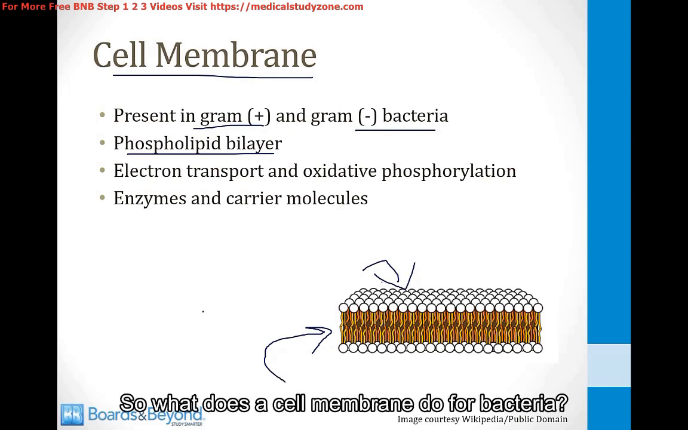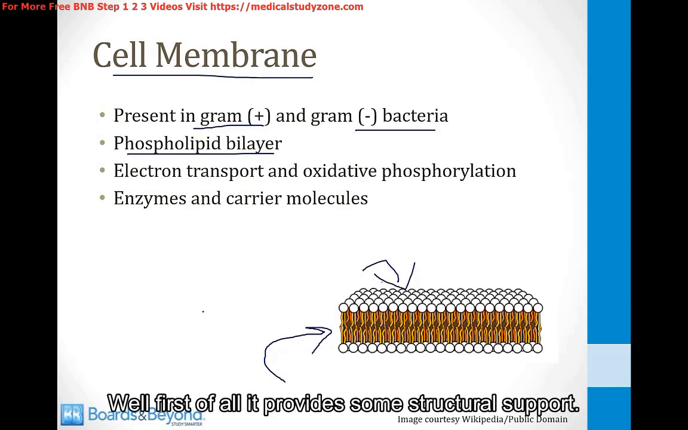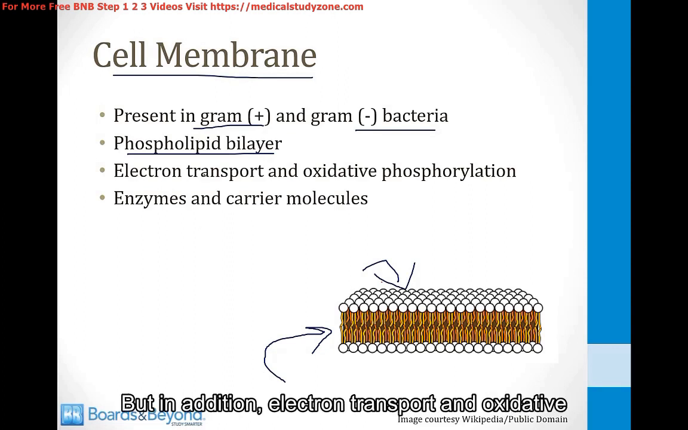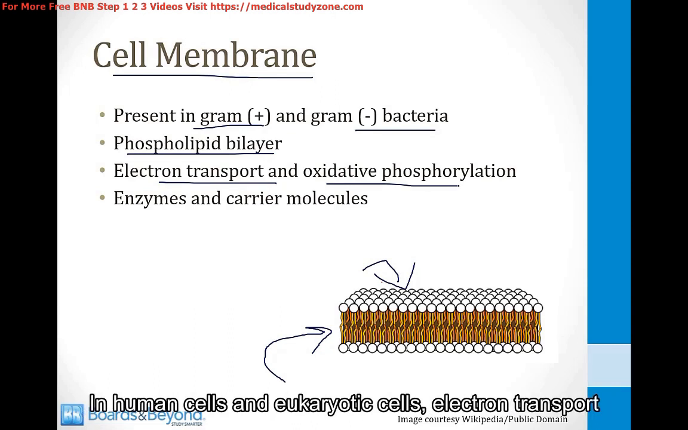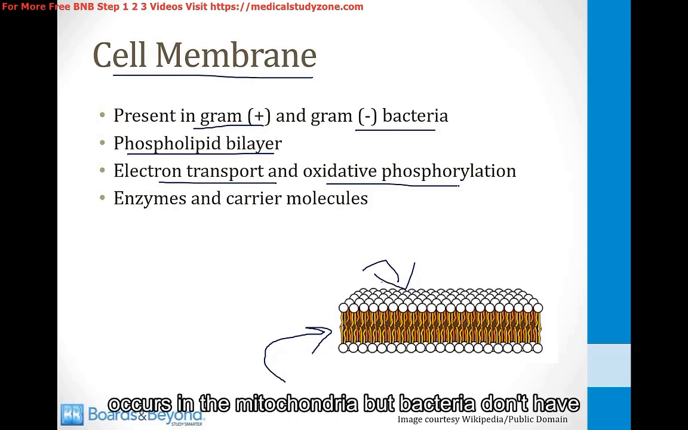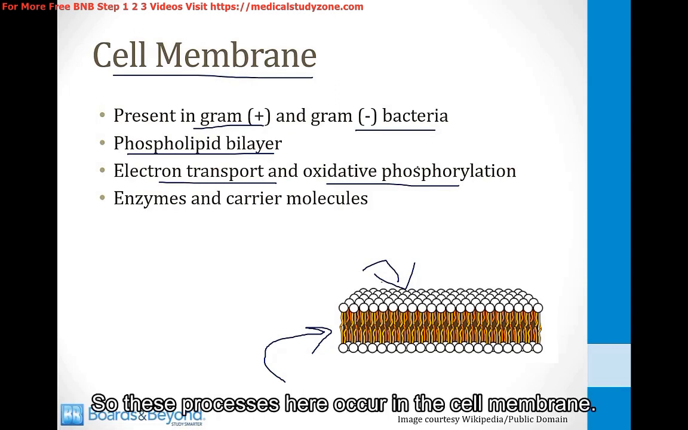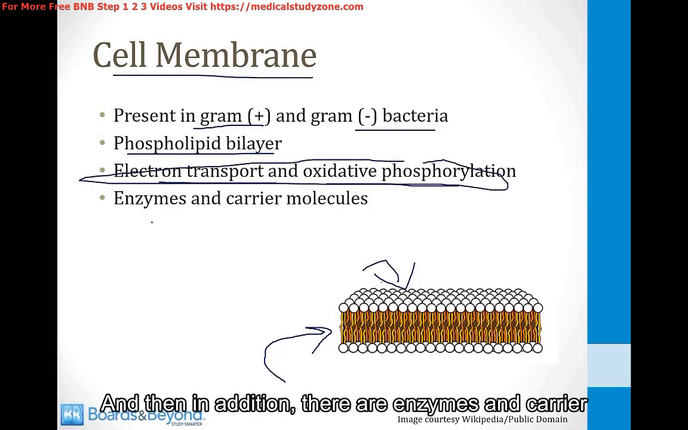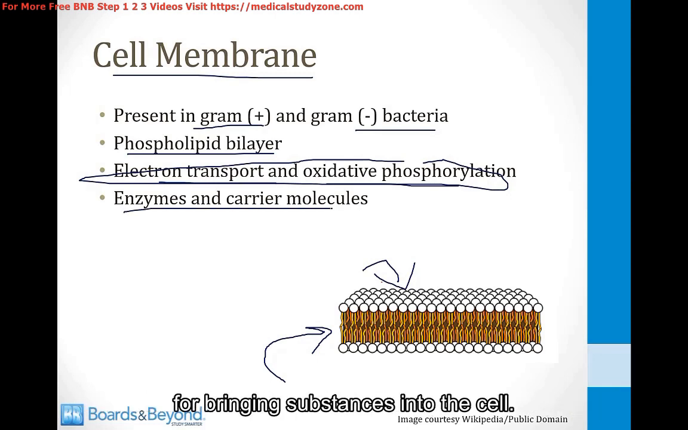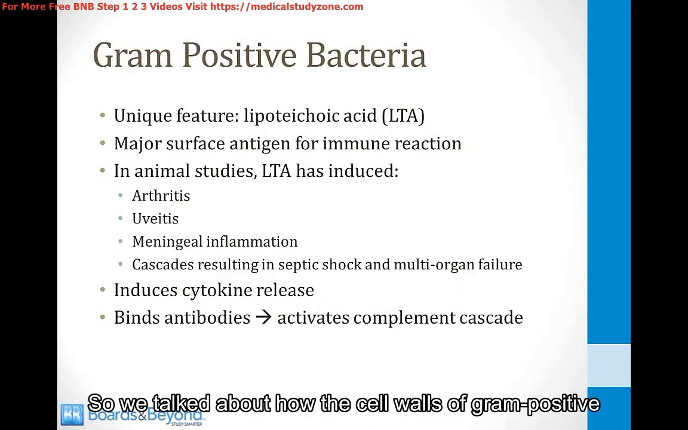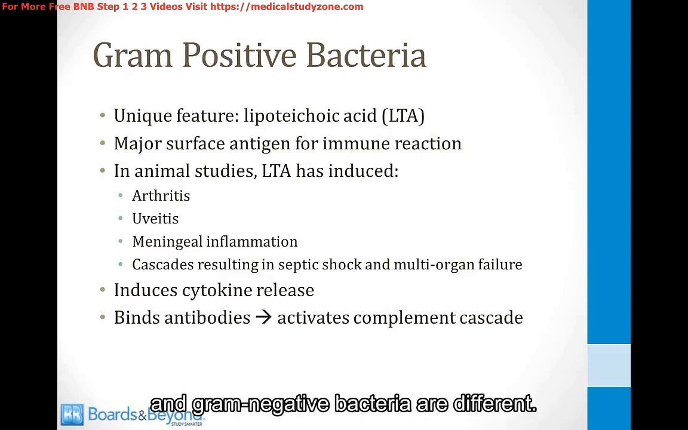So what does the cell membrane do for bacteria? Well, first of all, it provides some structural support. But in addition, electron transport and oxidative phosphorylation occur in the cell membrane of bacteria. In human cells and eukaryotic cells, electron transport occurs in the mitochondria, but bacteria don't have mitochondria. So these processes occur in the cell membrane. And then in addition, there are enzymes and carrier molecules found in the cell membrane that are important for bringing substances into the cell.